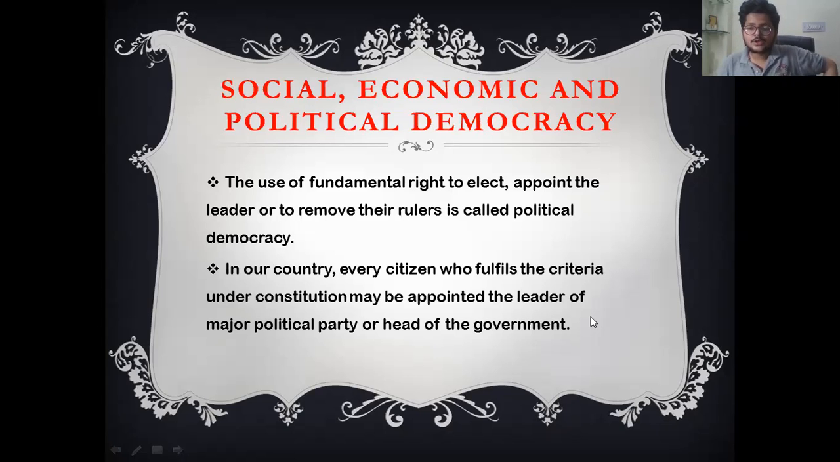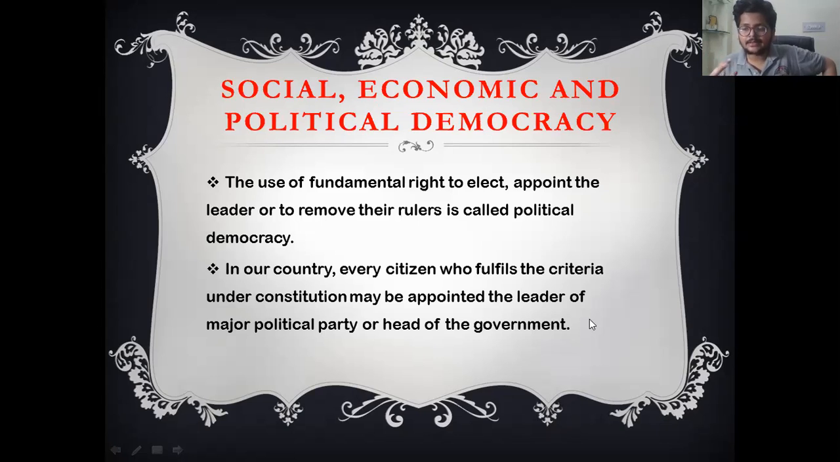What is political democracy? It is a type of democracy in which the common citizens use their fundamental rights. The common citizens have the fundamental rights to elect the government, to appoint a leader, and to remove the rulers from their position. This type of democracy is called political democracy. Thus, political democracy is a type of democracy in which the common citizens use political measures, political machineries, to form the government, to appoint the leader, and to remove the leader also.